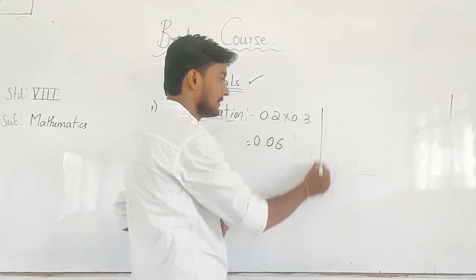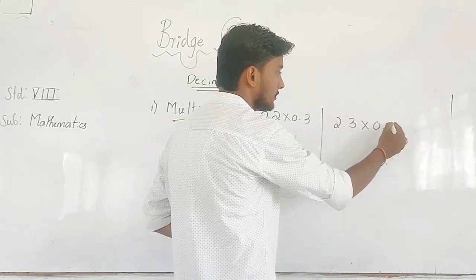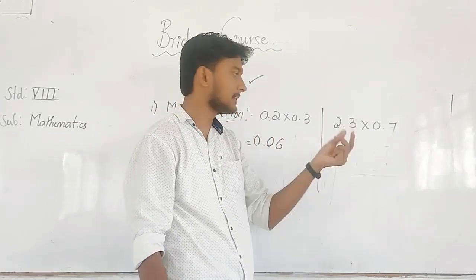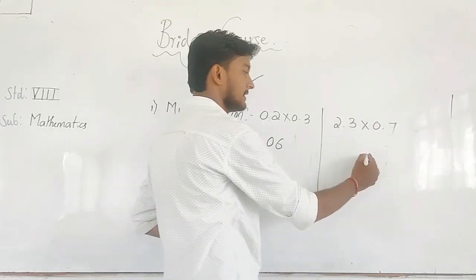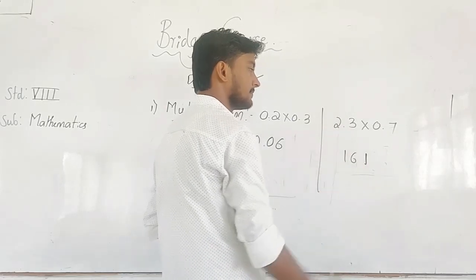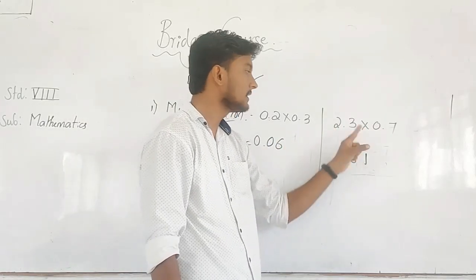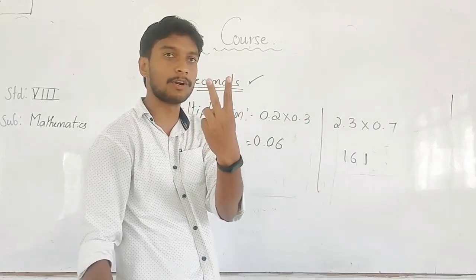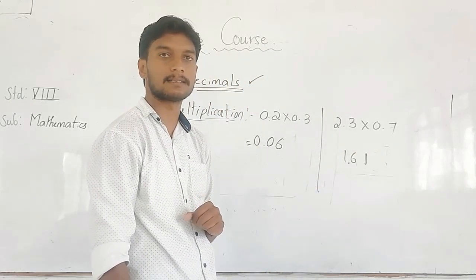Next, one more example. 2.3 into 0.7. So here also skip the decimal point. If you skip here, 23 you are getting, and here 7. 7 3s are 21, 2 carry. 7 2s are 14 plus 2 is 16. 161 is the product of 23 and 7. After the decimal point one number is there, after the decimal point one number is there, so after the decimal point you are going to get two numbers. So put the point here, 1.61 is the answer.